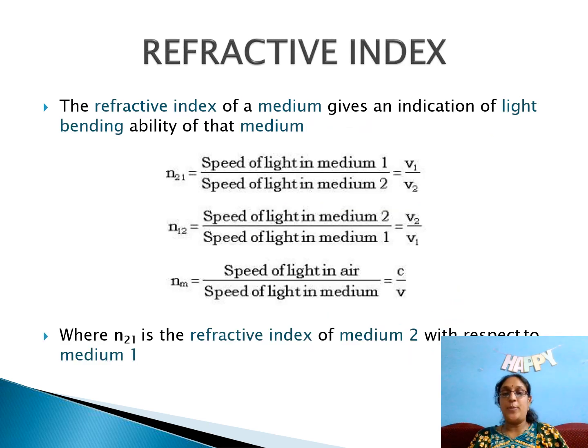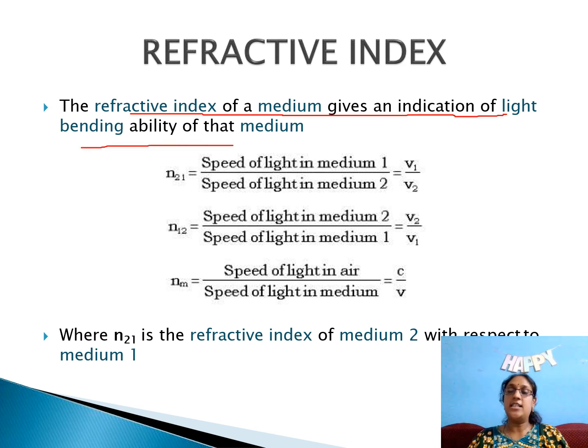Next is the refractive index. So what will be your refractive index? The refractive index of a medium gives an indication of its light bending ability. That's what I told you in the last session, on your last slide. When the ray of light travels through air, it has one speed. The same incident ray, when it is shifted to water, has a different speed. So it gives an indication of the light bending ability of that medium.